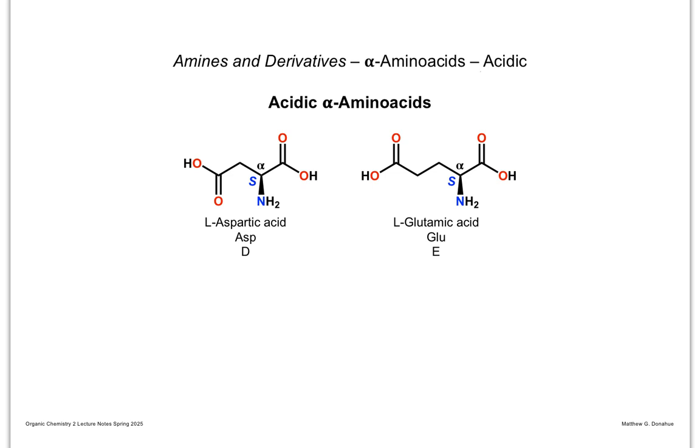The acidic amino acids have a second carboxylic acid. So aspartic acid. And then glutamic acid, you'll notice the extra carbon linker in there.